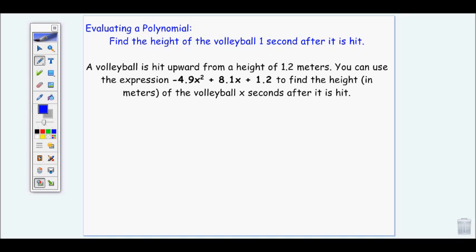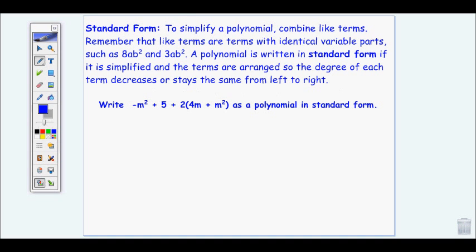So if I do that, actually, I think I missed another. I did. I missed one more. We'll go back to that story problem in just a minute. But first, we're going to talk about standard form.